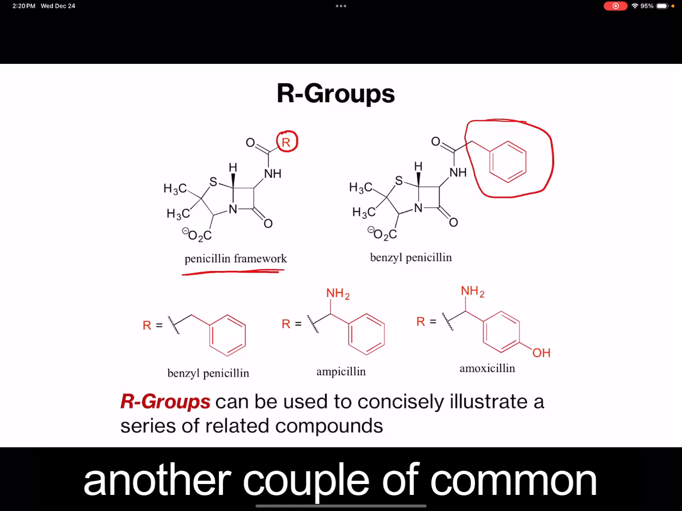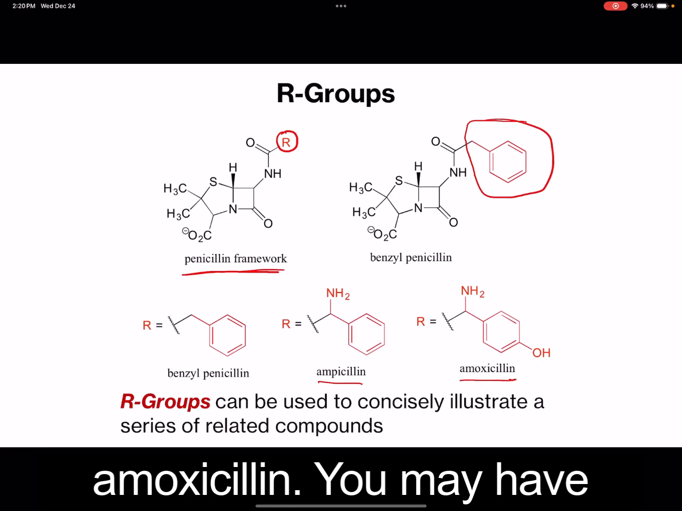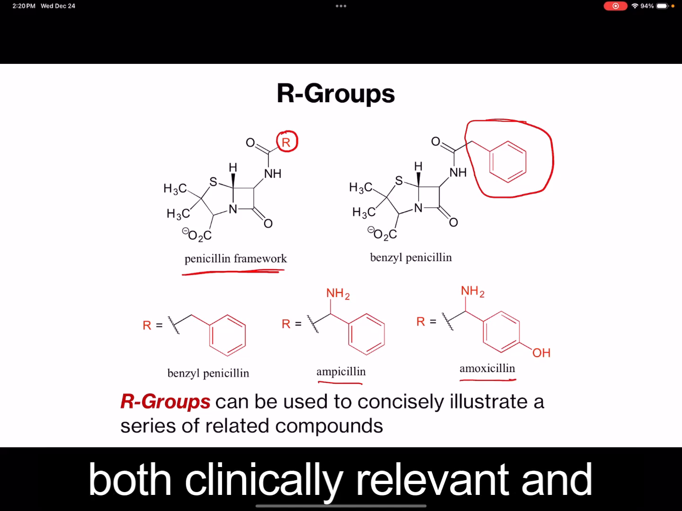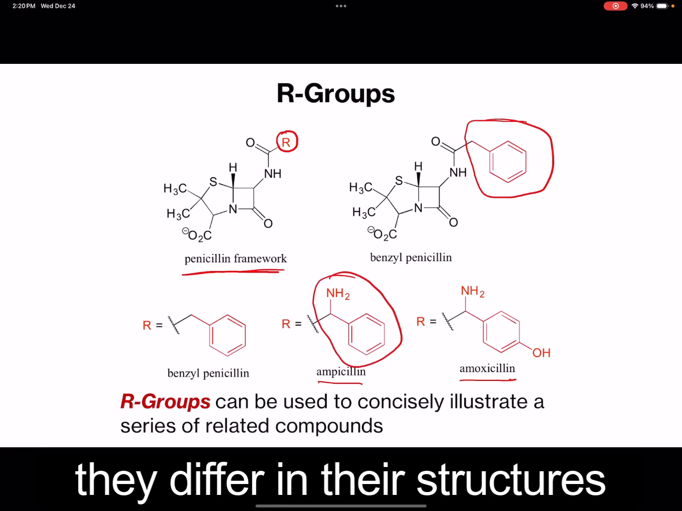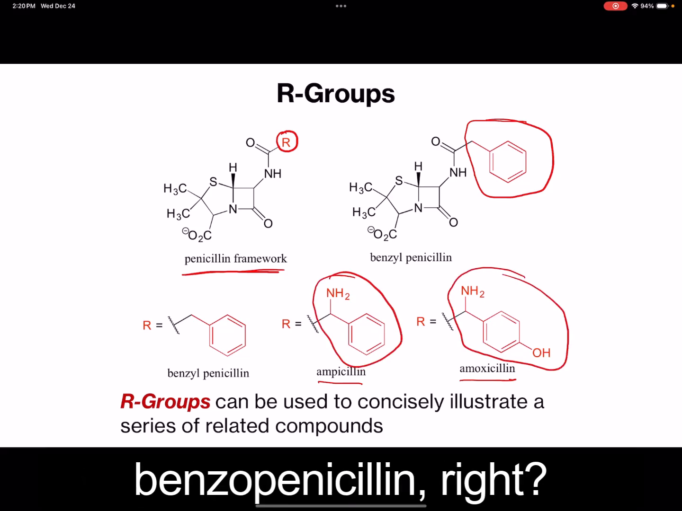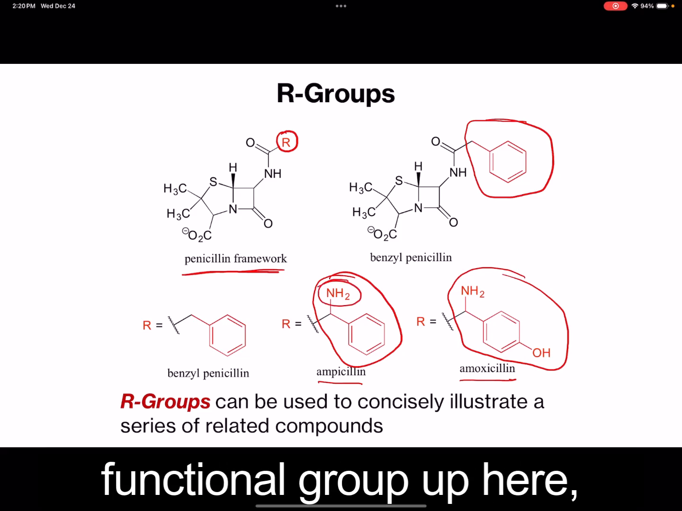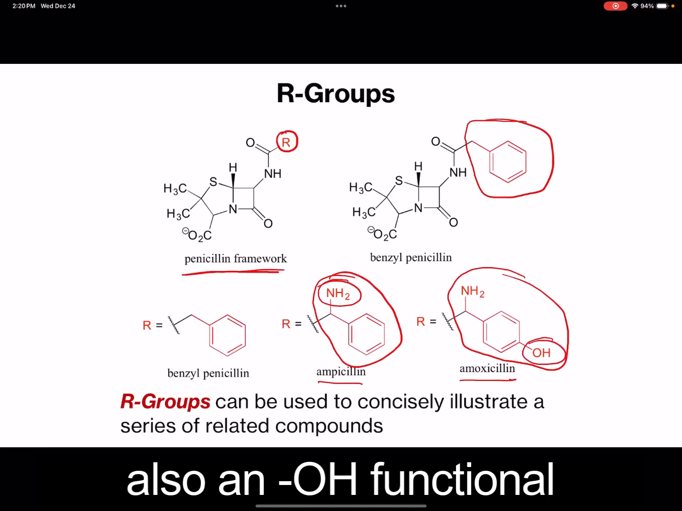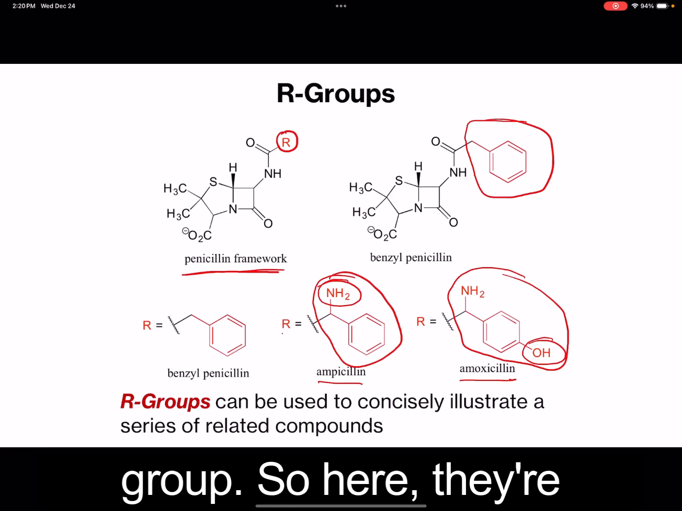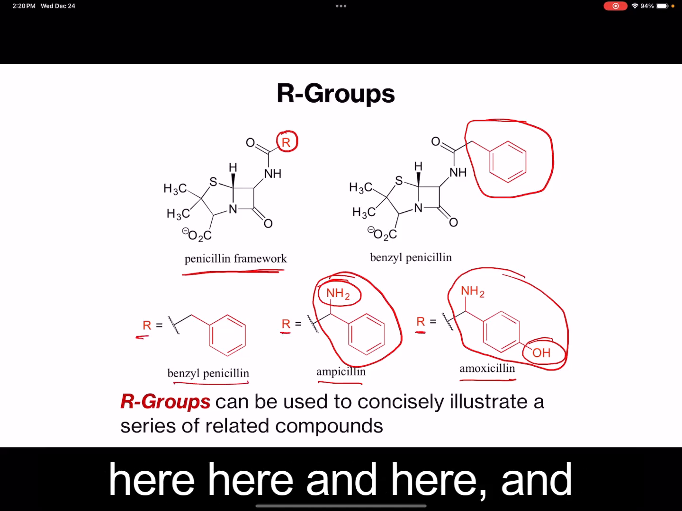And then you can see another couple of common antibiotics are ampicillin and amoxicillin. You may have taken these before. They're both clinically relevant and used. But you can see that they differ in their structures only slightly from the benzyl penicillin. There's another nitrogen functional group up here, and for amoxicillin, there's also an OH functional group. So here, they're defining the R's for you for very specific compounds.